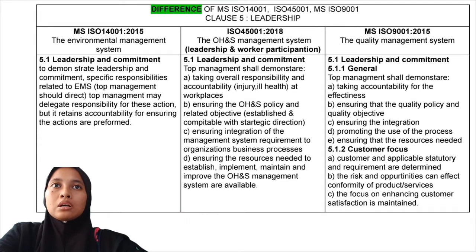For the OHS management system, it is leadership and worker participation. 5.1 leadership and commitment: top management shall demonstrate taking overall responsibility, such as for injury and ill health at the workplace. Point B is ensuring that the OHS policy and related objectives are established. Point C is ensuring integration of the management system requirements into the organization's business processes.